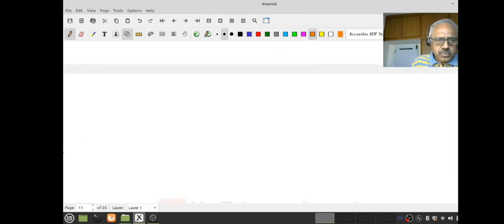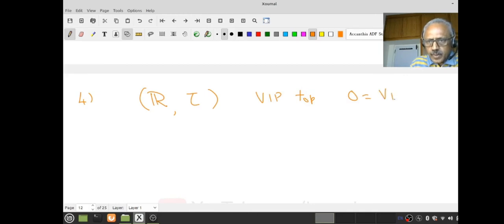Now let's look at the fourth example. Let's look at R with the VIP topology. Now suppose A is a non-empty subset of R, as usual. Because remember, the empty set is compact always. So whenever I talk about the compactness of a subset, I think it will be better to assume A is always non-empty, so that you know why I keep saying that.